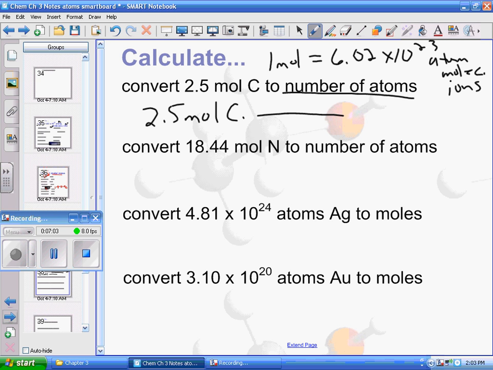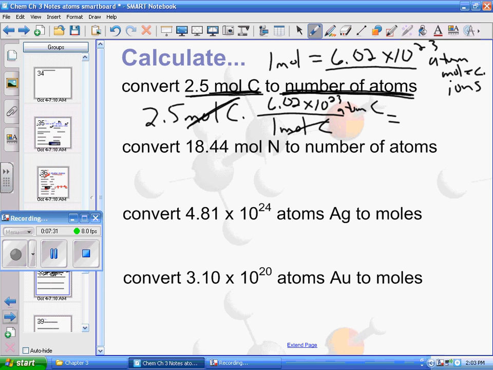Okay? So in this case, I have number of atoms. I have 2.5 moles of carbon. Whatever I have here better go down here. It's always 1. And since I'm going to number of atoms, I'm going to put 6.02 times 10 to the 23rd atoms of carbon on top. So I'm paying attention to what's given to me in the problem, moles of carbon, and now I'm converting to number of atoms. So then I'm going to use the 6.02 number. And all I do is I match up top to bottom, put what I'm trying to solve on top, that's atoms, and I end up with my answer.